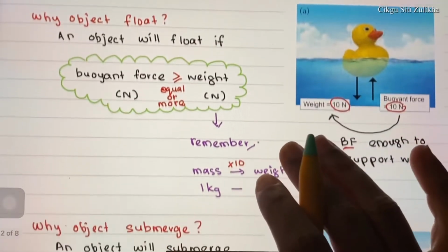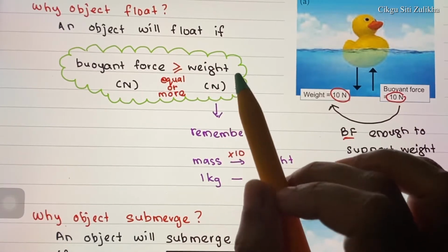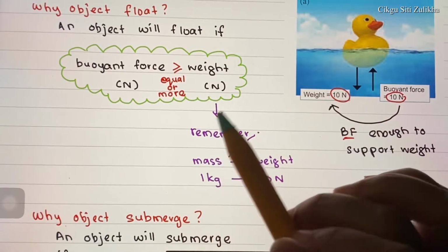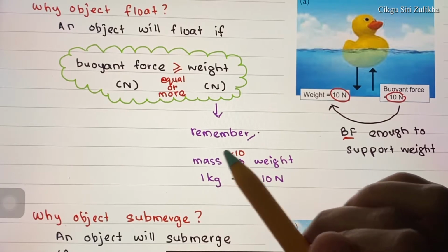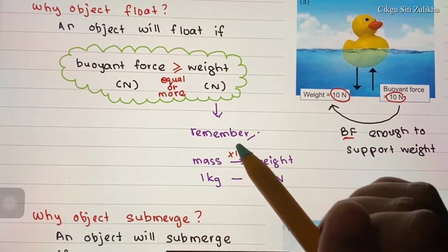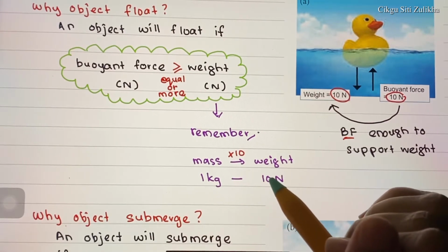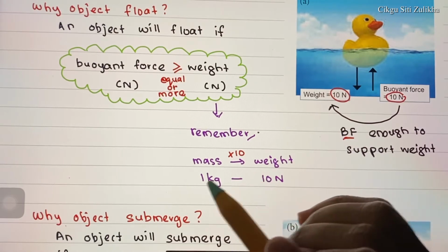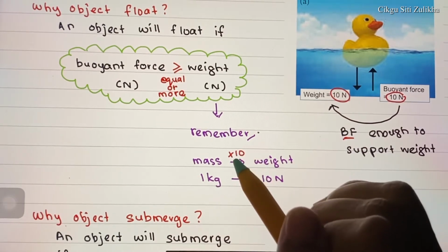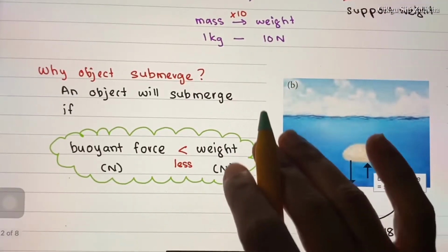And always remember, sometimes question dia tak bagi dalam bentuk Newton, dia bagi dalam bentuk mass. So you yourself kena change it into weight. Macam mana? Kalau you dapat mass, you just times by 10 sahaja, and then you boleh dapat dalam bentuk Newton. From kg to Newton, we just times 10.